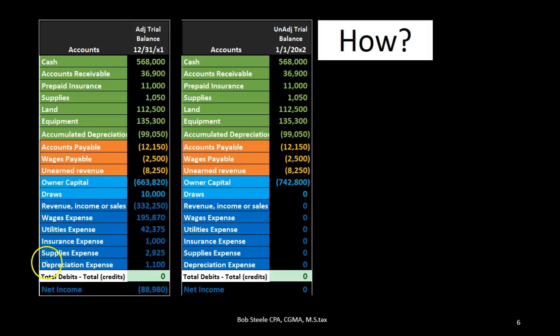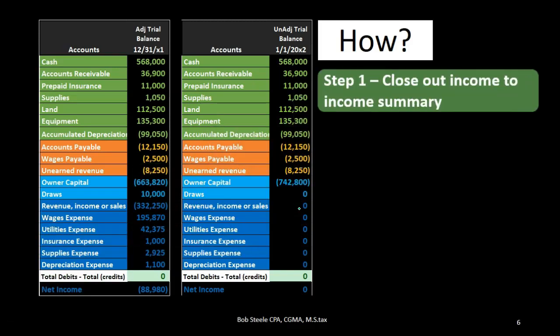The question then is, how are we going to get here in terms of just logistics, the journal entries? What are the journal entries going to look like? How do we get from something that looks like this to something that looks like that? Well, we're going to do a four-step process traditionally. Step one, close out income to the income summary. We'll have a journal entry to do that.